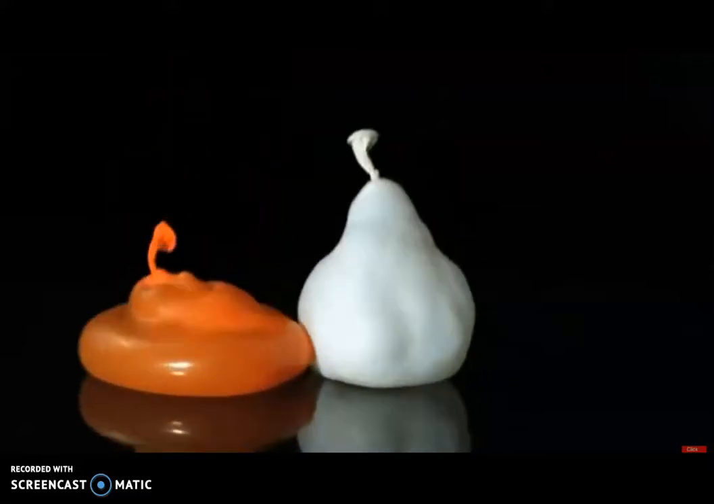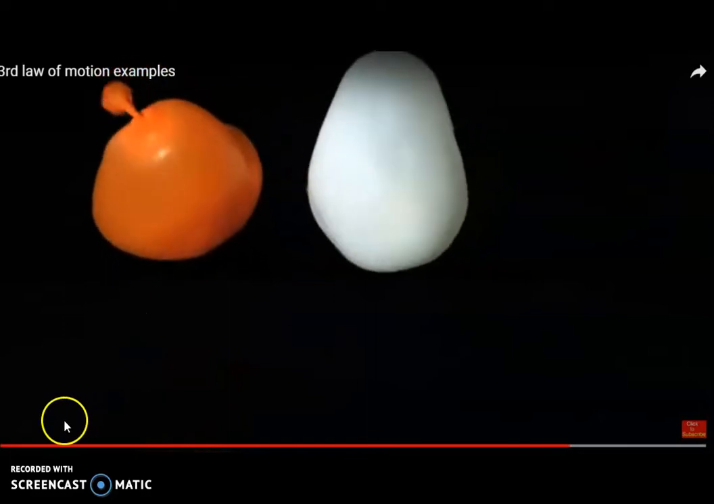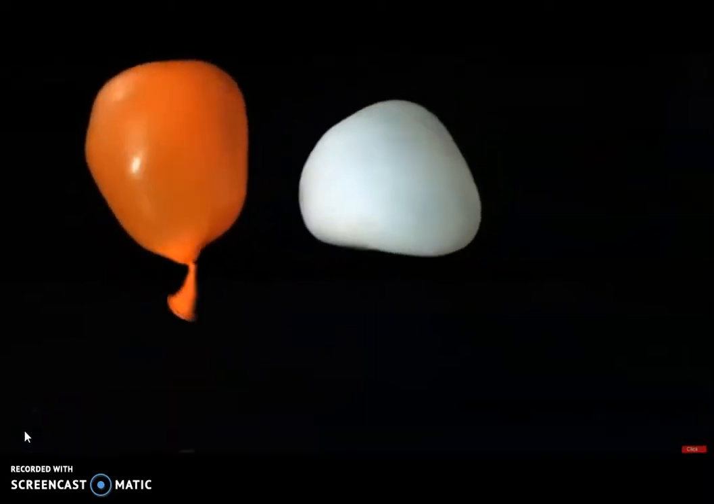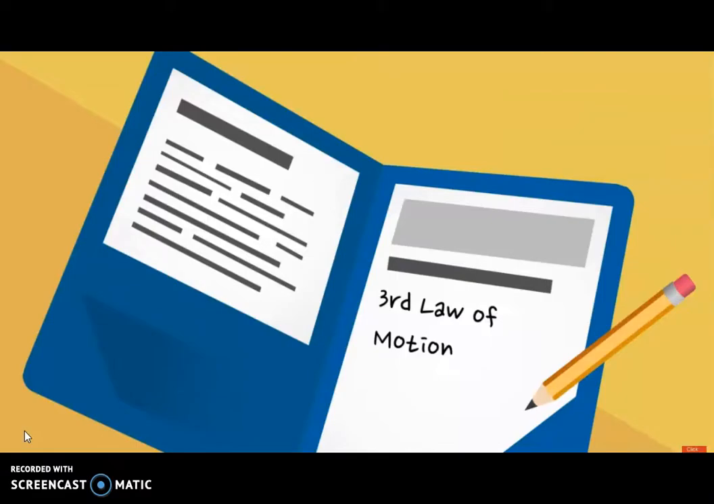Dropping these weird looking water balloons. These water balloons, as they fall down, they are bounced back up. In order for them to bounce back up, there has to be some sort of force pushing them up. Let's think of another example that we use all the time, walking. We wouldn't be able to walk unless Newton's third law was put into motion.